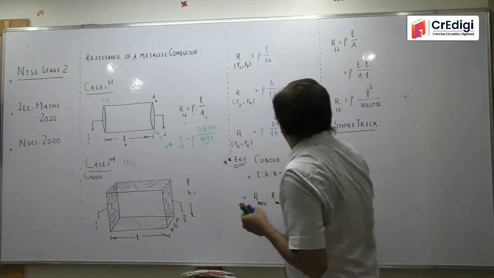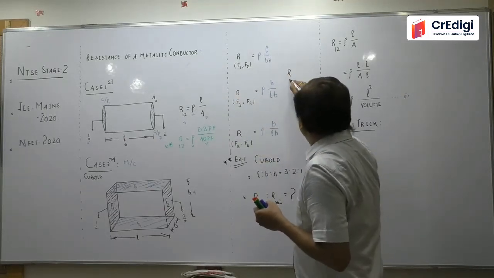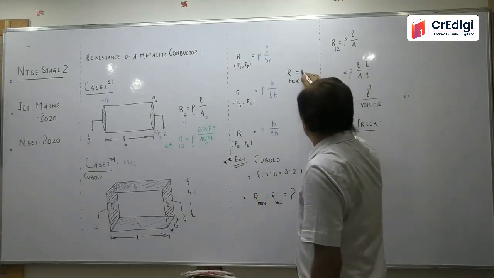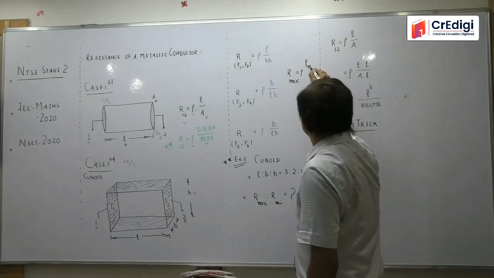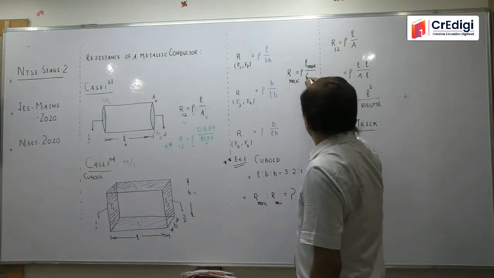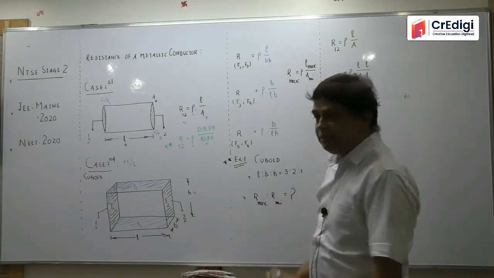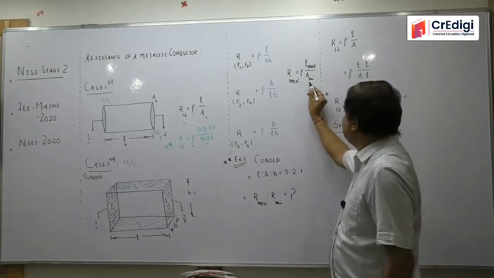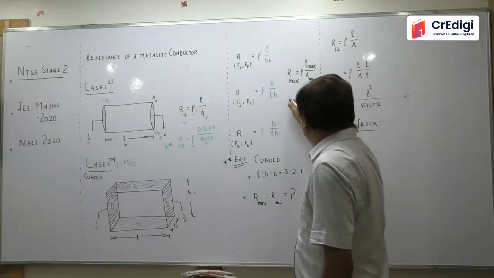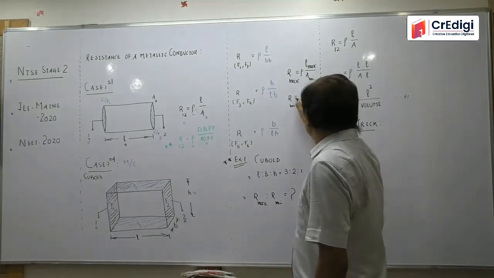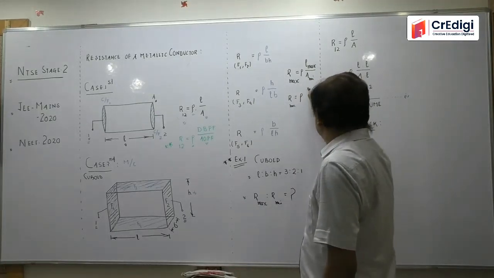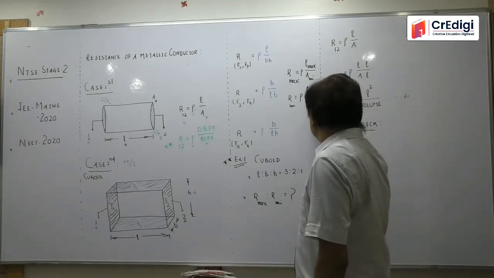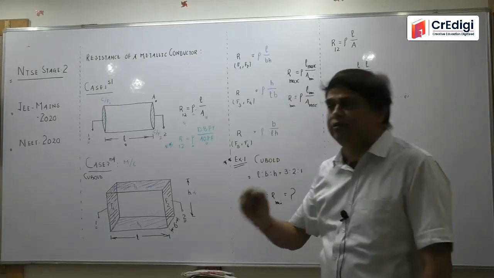So if you want to go for R max, then R max equals rho times the maximum length. The numerator should be maximum and the area should be minimum. So rho is rho; if maximum is needed, then length should be maximum and area should be minimum. And if you need R minimum, then length should be minimum, numerator minimum, and denominator maximum. Students are ready to apply this concept.